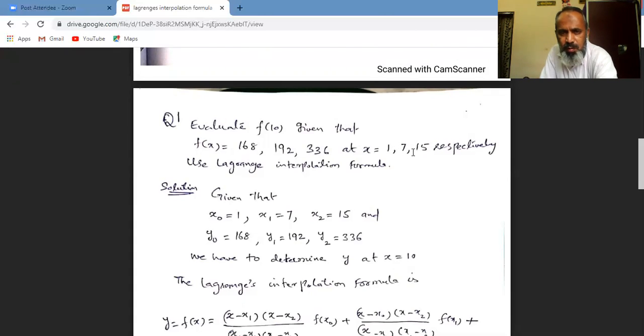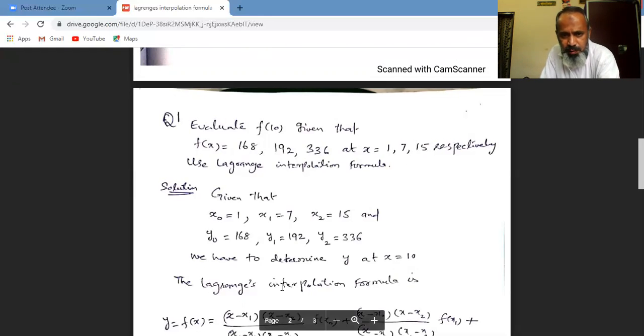So this is called interpolation. We can determine the value of the function by using methods. There are so many methods. Now we are using Lagrange's interpolating polynomial, Lagrange's formula.